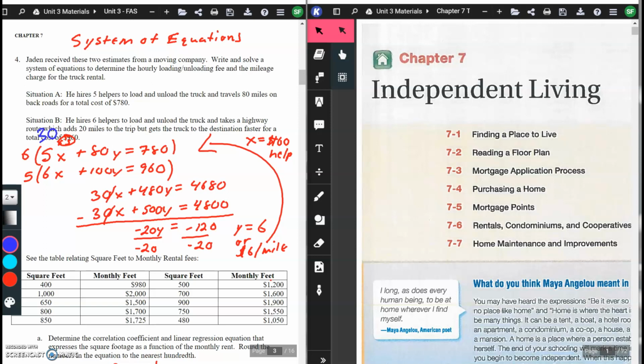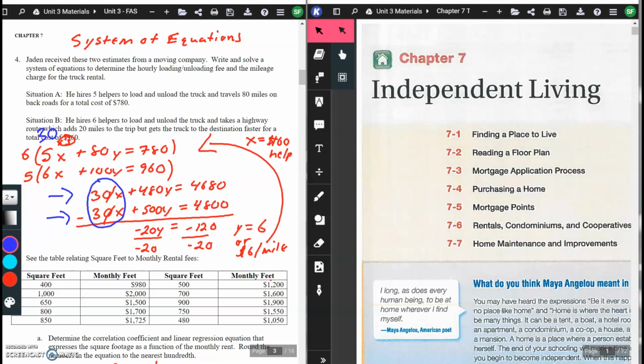When you multiply this out, 6 times 5x gives you 30x, 6 times 80y gives you 480y, and 6 times 780 gives you 4680. Here's your new equation. Then your second equation: 5 times 6x is 30x, 5 times 100y is 500y, and 5 times 960 is 4800. So you have your two equations. Now you notice in front of the x's you have a similar number, 30x in front of both of them. That's actually the same number. Similar means they could be positive or negative or the same.